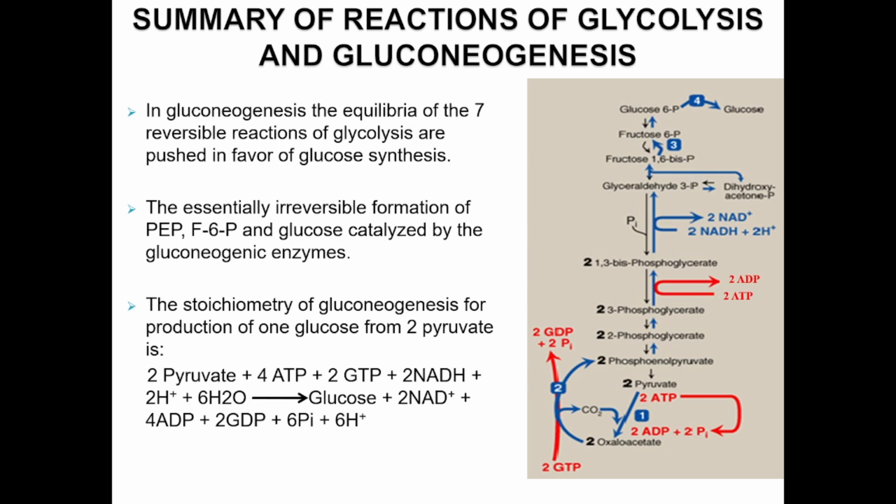So in total, to produce 1 molecule of glucose, we need 2 molecules of pyruvate, 4 ATP, 2 GTP, plus 2 NADH. So 2 pyruvate in addition to 12 ATP, just to produce 1 molecule of glucose from 2 pyruvate molecules. So it is a very costly process, but it is very important to maintain normal blood glucose level for tissues that are solely dependent on glucose.